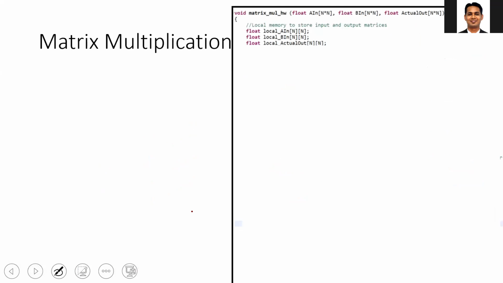In the matrix multiplication, as I told you, I need to read the complete row of A and the complete column of B, and I need to store this in the actual out. So what I'm going to do is, the data is stored in the processor, and I'm going to copy that data inside my memory. I'm going to partition that memory such that I can do the read and write simultaneously. So I created the local arrays: the local memory for A in, the local memory for B in, and the local memory for the actual out, and it is n cross n.